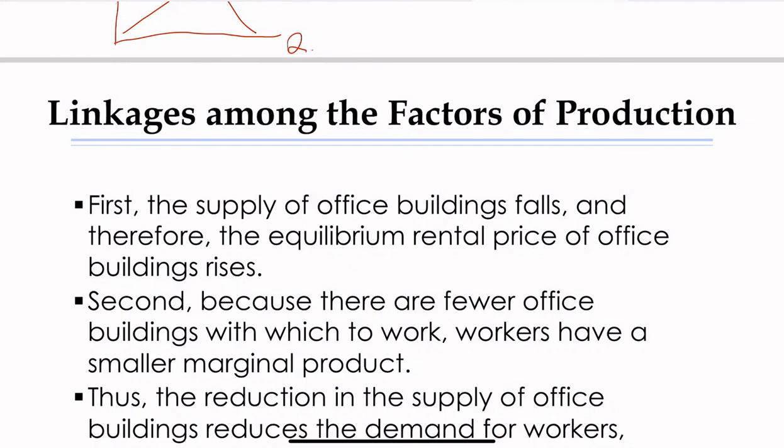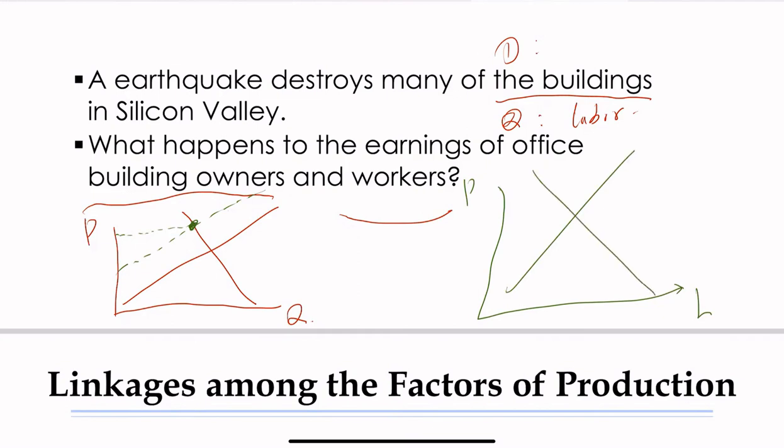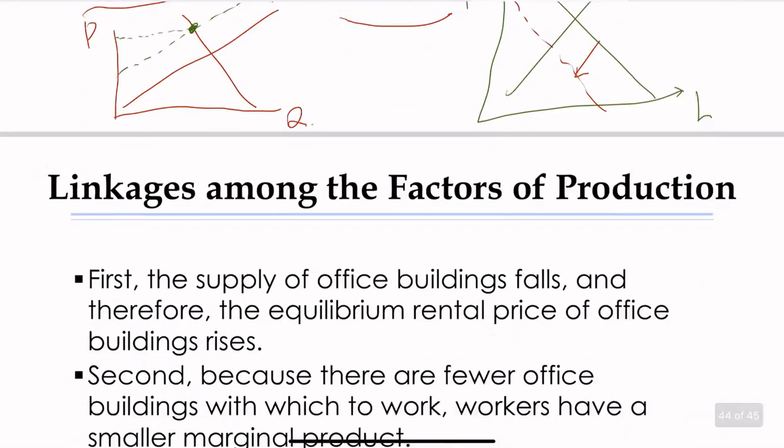So this basically means that if now we're looking at the market of labor, you can see that because the marginal product of labor decreases, then the demand curve will shift to the left. So in this case, you can see that wage will decrease and the labor quantity will also decrease.